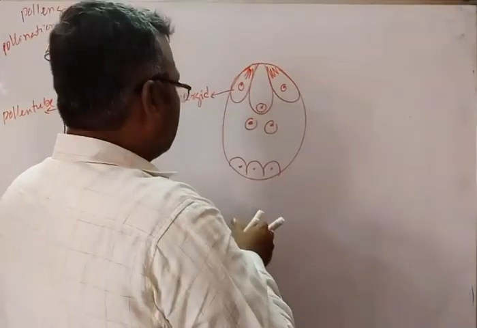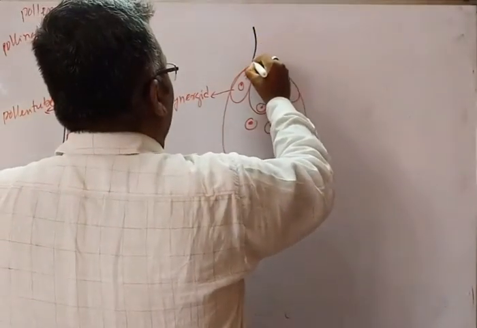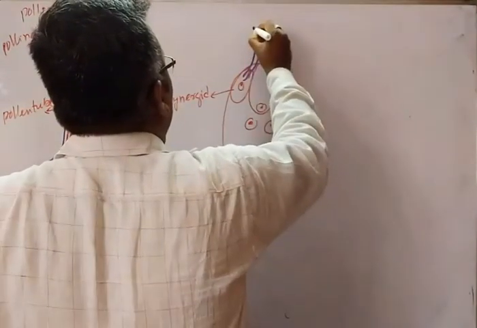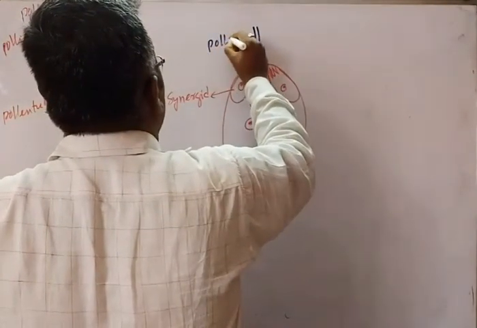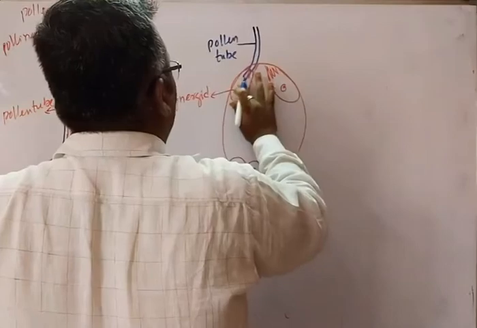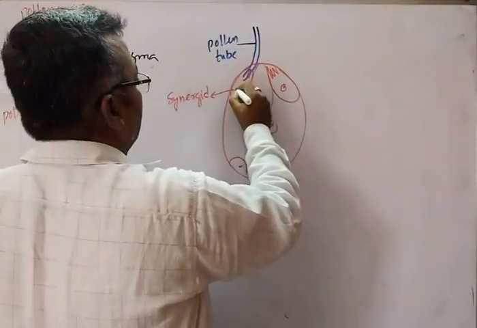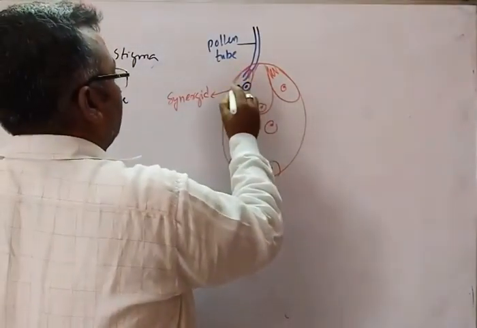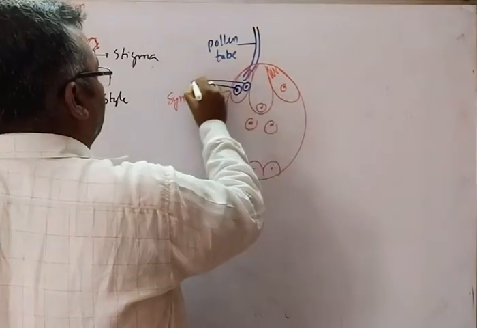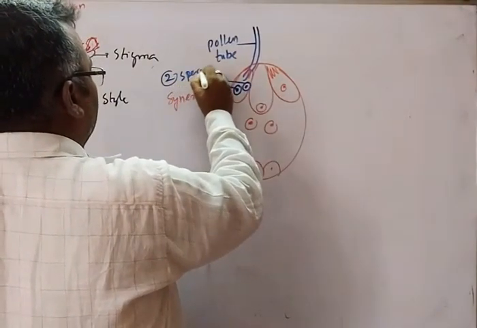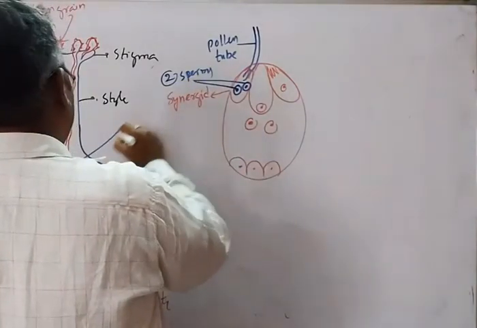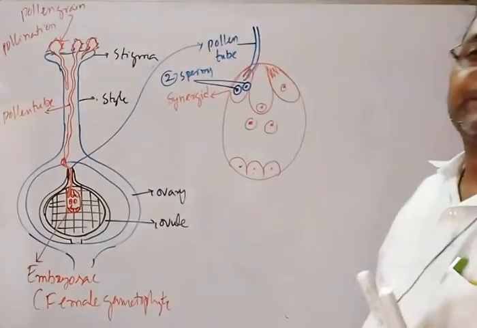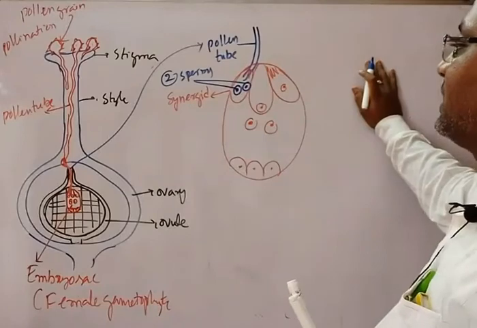I said the pollen tube carrying the two male gametes, this is the pollen tube, releases into one of the synergids. These are the two sperms. Vegetative nucleus disappears. The two sperms are released into the synergid. Now this is egg.